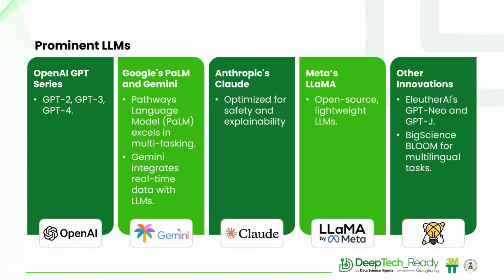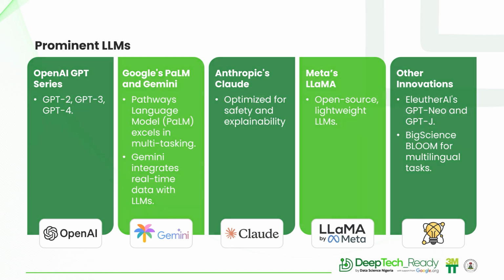Other innovations include GPT-Neo and GPT-J from EleutherAI. It provides open source alternatives for text generation. We also have Bloom from BigScience, which supports multilingual tasks addressing diverse language processing needs. These models collectively represent the diversity and rapid advancements in large language model technology today.